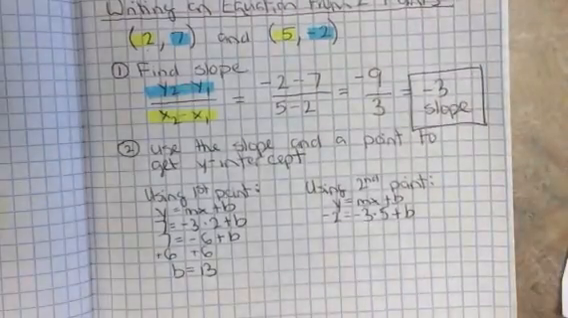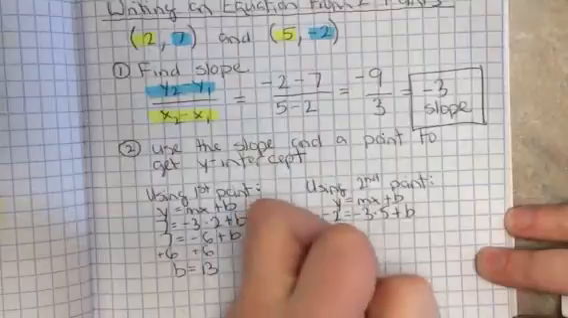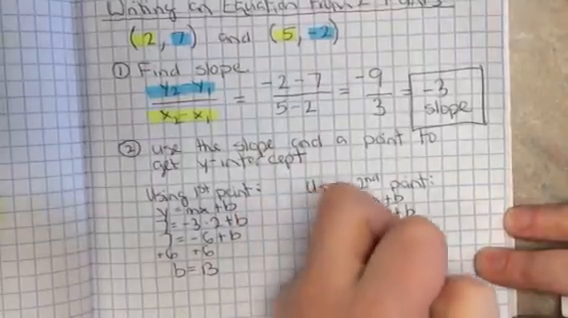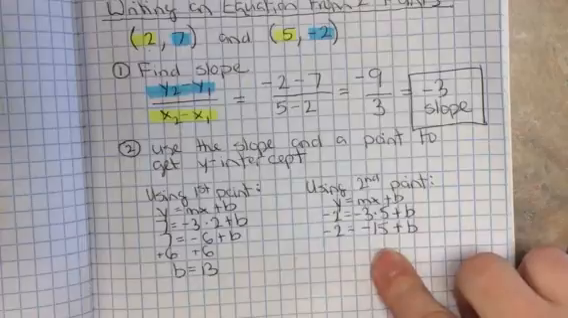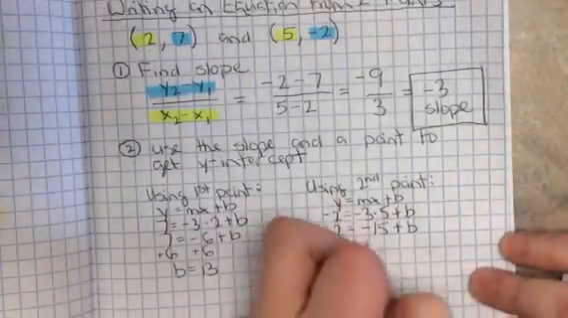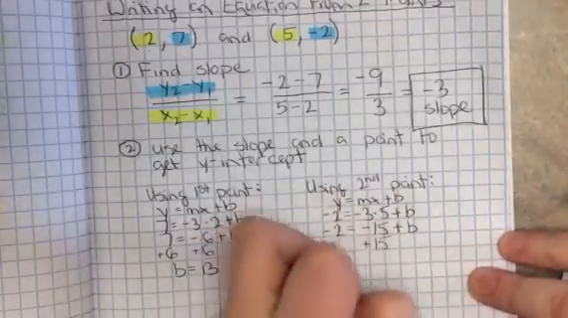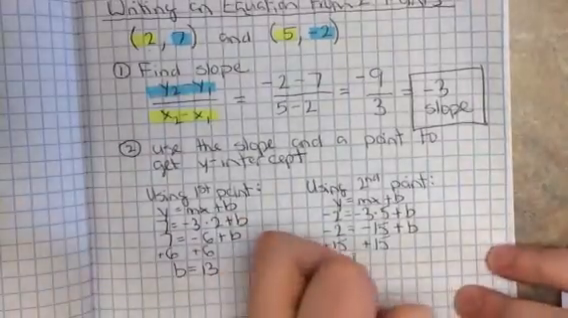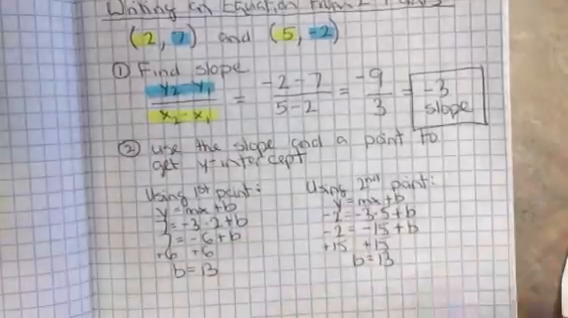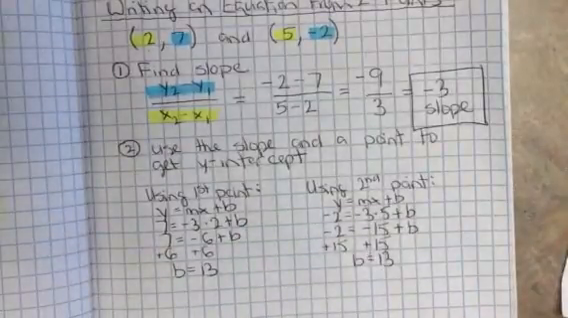Okay. What's negative 3 times 5? Negative 15. Okay, so this is going to be negative 2 equals negative 15 plus b. How do I solve that one-step equation? Add 15. Okay, what's negative 2 plus 15? 13. Well, oh, interesting. They both equal the same thing. Wow. They both equal the same thing.